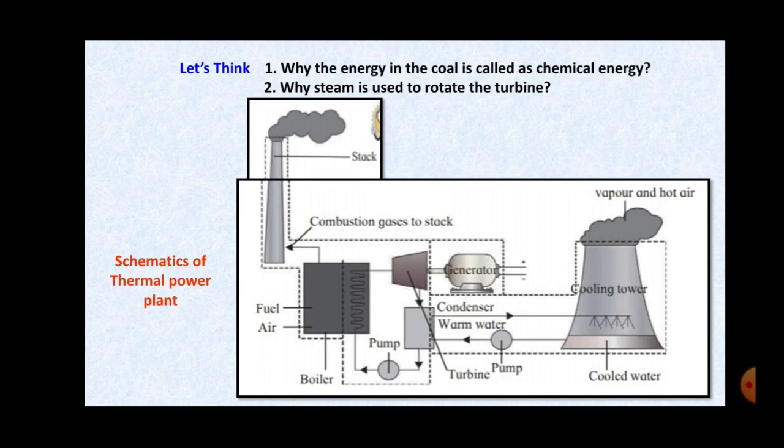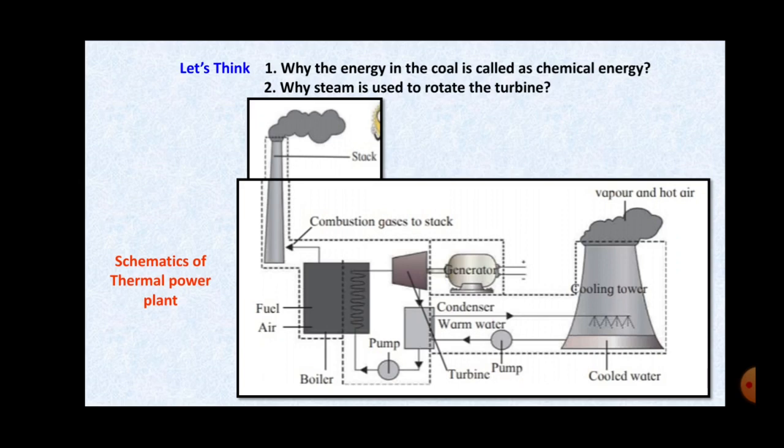Then the energy which is in the form of heat in the steam condenses back the steam into water, and there are certain vapors and hot air released when the condensation takes place. So these vapors and hot air are released through the cooling tower. Okay. So the electricity is generated in this way with the help of the thermal power plant.